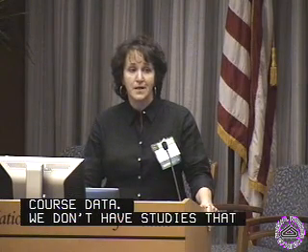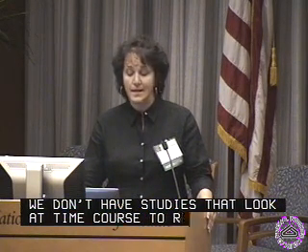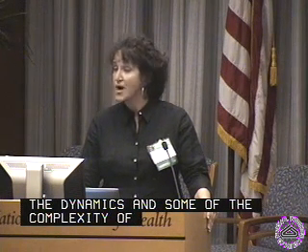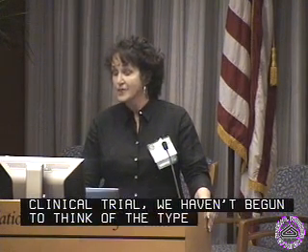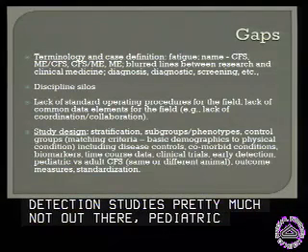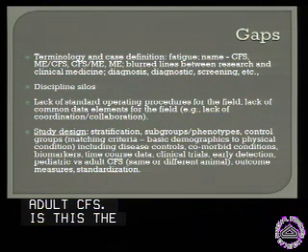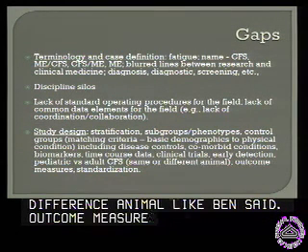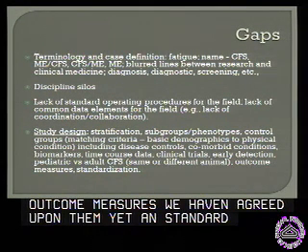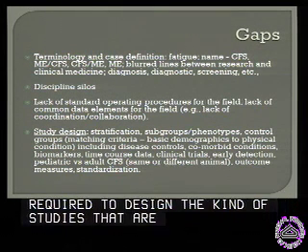We heard we don't have any studies that really look at time course to capture the dynamics and some of the complexity of this disease. Clinical trials. We haven't even really begun to think of the type of study design required for CFS. Early detection studies are pretty much not out there. Pediatric versus adult CFS. Is this the same or is it a different animal, like Ben said? Outcome measures, we haven't agreed upon them yet, and various other types of standardizations are really required to design the kind of studies that are needed to help us move forward.